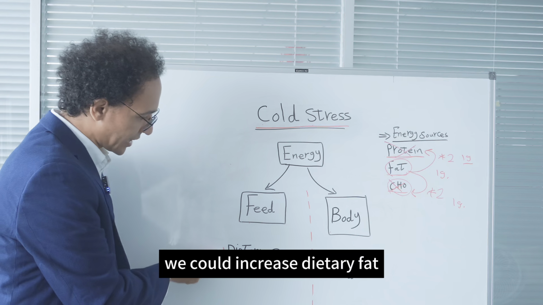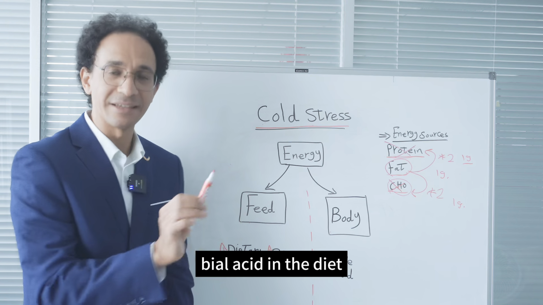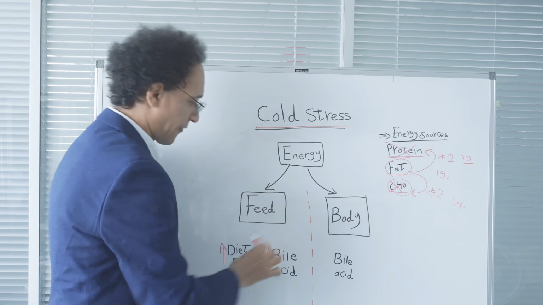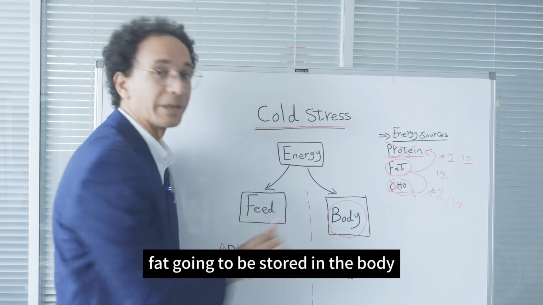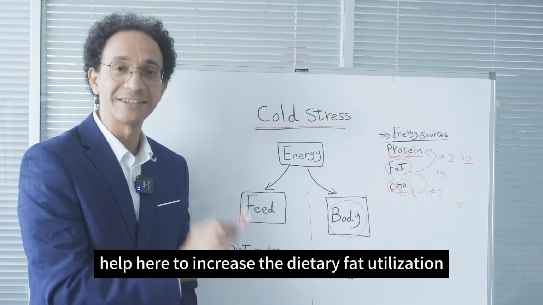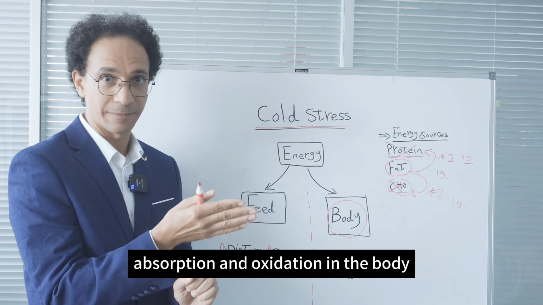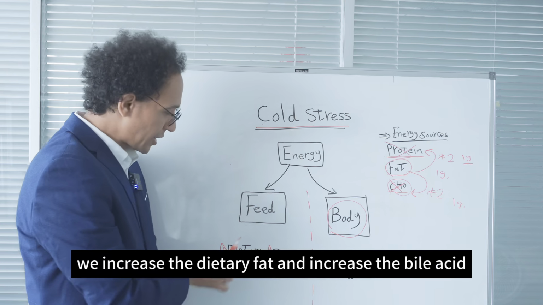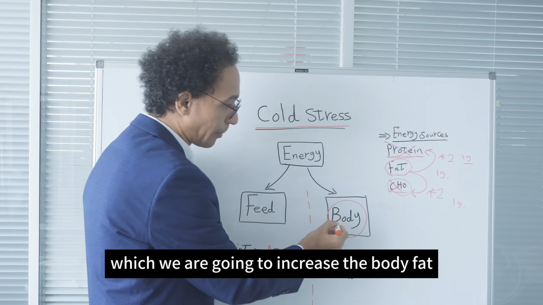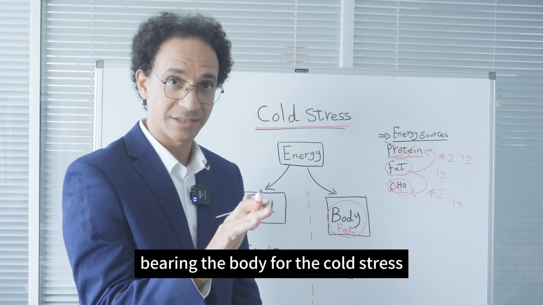We could increase the dietary fat and also increase the bile acid in the diet. With more dietary fat, more fat is going to be stored in the body. And the bile acid helps here to increase dietary fat utilization, which means digestion, absorption, and oxidation in the body. Before cold stress, we increase the dietary fat and the bile acid, which increases the body fat, preparing the body for the cold stress.